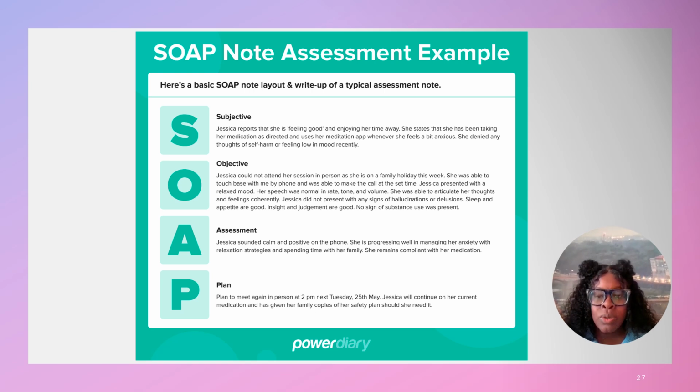Her speech was normal in rate, tone, and volume. She was able to articulate her thoughts and feelings coherently. Jessica did not present with any signs of hallucinations or delusions. Sleep and appetite are good. Insight and judgment are good, and no signs of substance use was present. Assessment: Jessica sounded calm and positive over the phone. She is progressing well in managing her anxiety with her relaxation strategies and spending time with her family. She remains compliant with her medication.